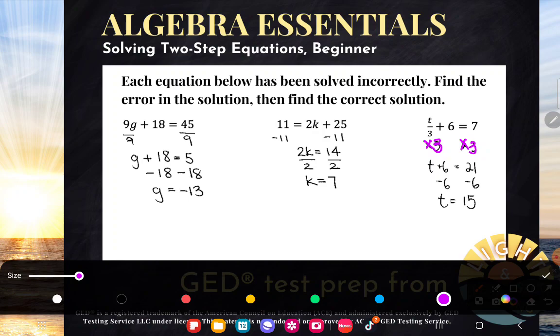But what this student didn't realize is that when you multiply the entire left-hand side by 3, so if I wanted to times by 3, I would have to take the entire left-hand side and times by 3. That's a trickier thing than what they did. They just treated it like it was this little piece, T over 3 timesing by 3, not like it was the entire left-hand side.